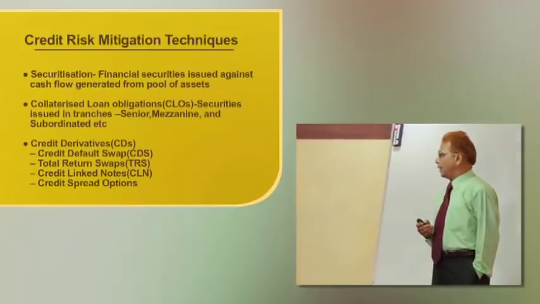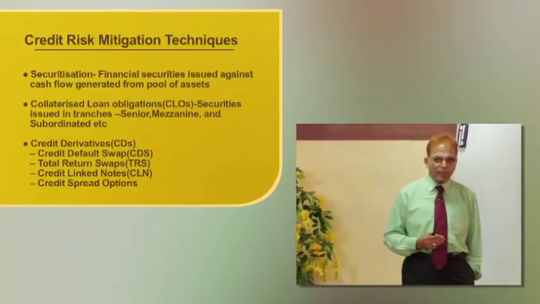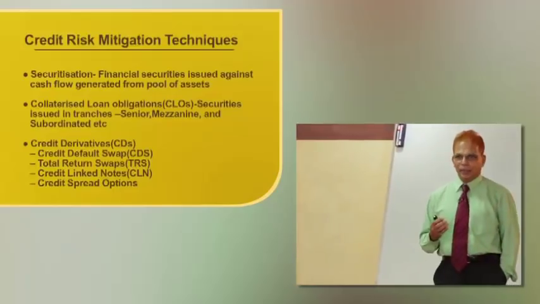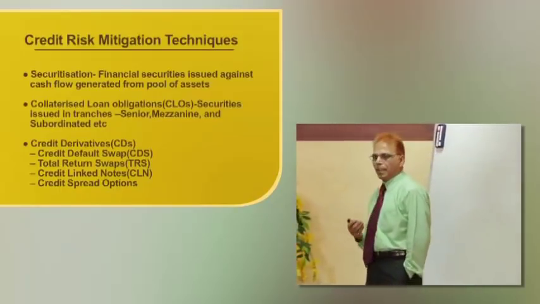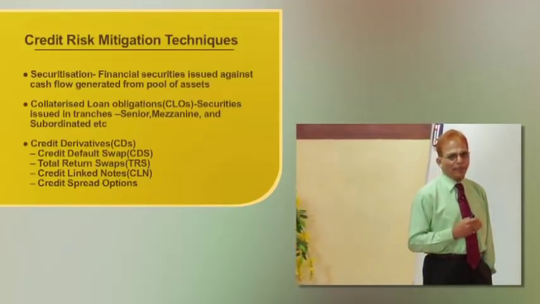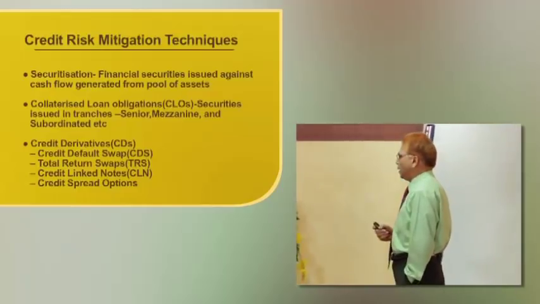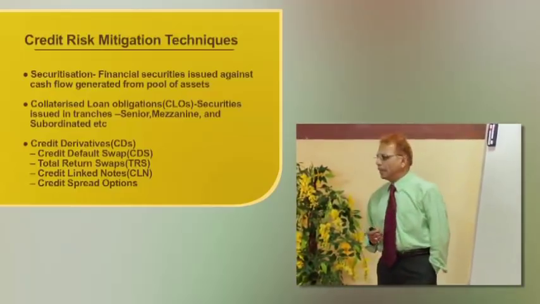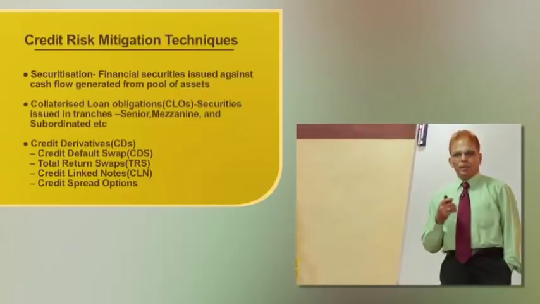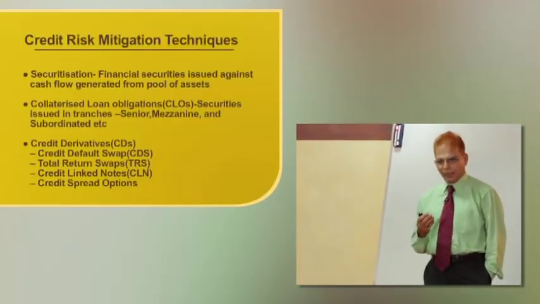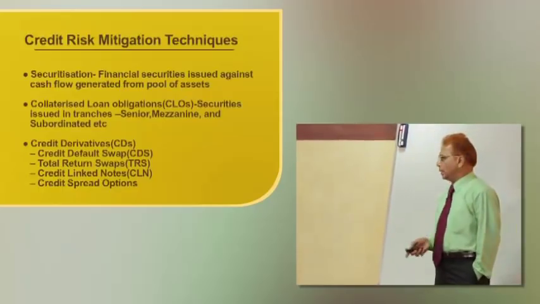So what is securitization? Securitization is the issuance of financial securities against cash flow generated from a pool of assets. Basically, securitization can be done on any asset which has a future cash flow. It creates an SPV, and the cash flows out of the financial assets are transferred to the SPV, which issues the securities. Collateral loan obligations are securities issued in tranches against the loan obligations. As we said, securitization can be for the cash flows out of any kind of asset. Collateral loan obligations are the securitization of the cash flows against loans.